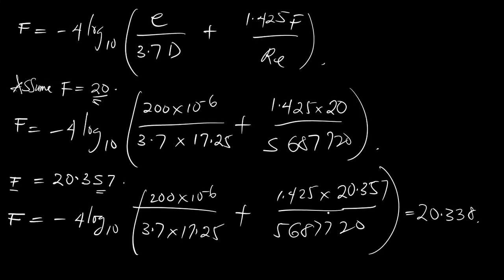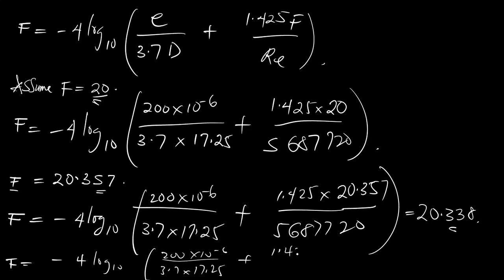So now let's recalculate. Now we're going to make use of this as our assumed value. So let's calculate the f again. The f will now be minus 4 log 10, bracket open, 200 times 10 raised to minus 6 divided by 3.7 times 17.25 plus 1.425 times now 20.338 divided by 5,687,720. So what will be the f now?